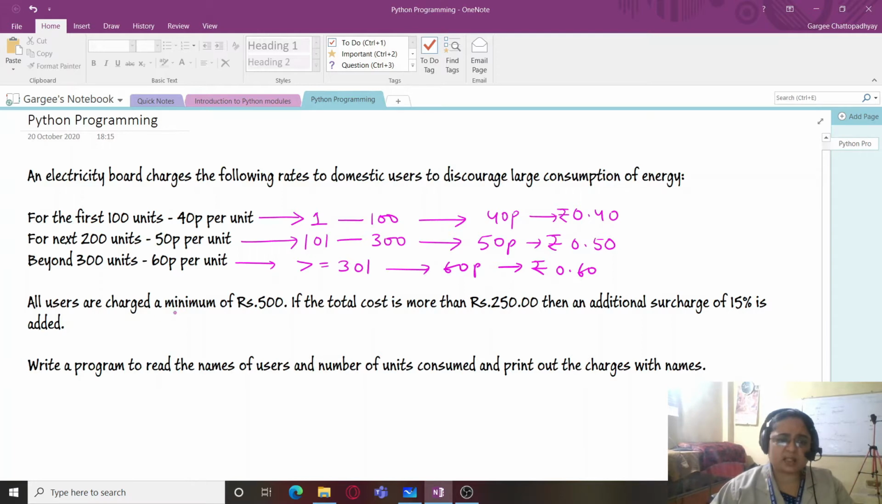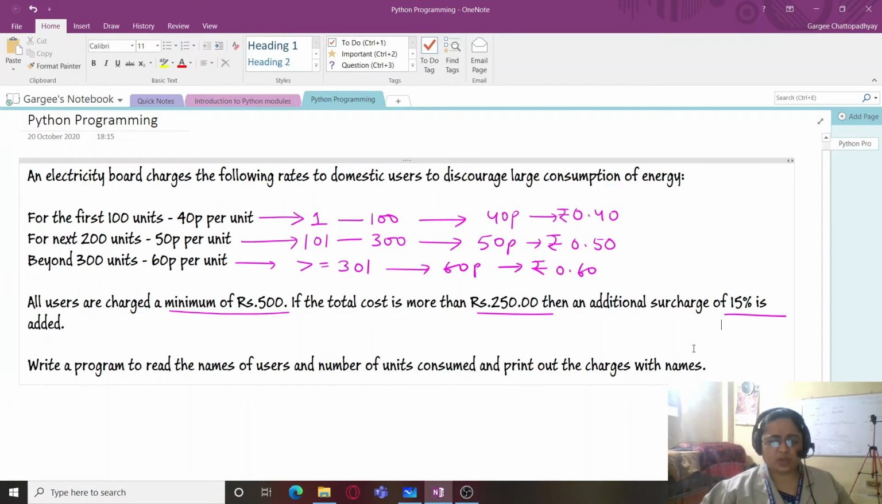All users are charged a minimum of 500, that is, minimum 500 you have to pay. Like it happens these days, our original bill is not that much, our consumption is not that much, but by adding so many additional charges, the electricity bill really soars to a higher level. Now if the total cost is more than 250 rupees, then an additional surcharge of 15% is added.